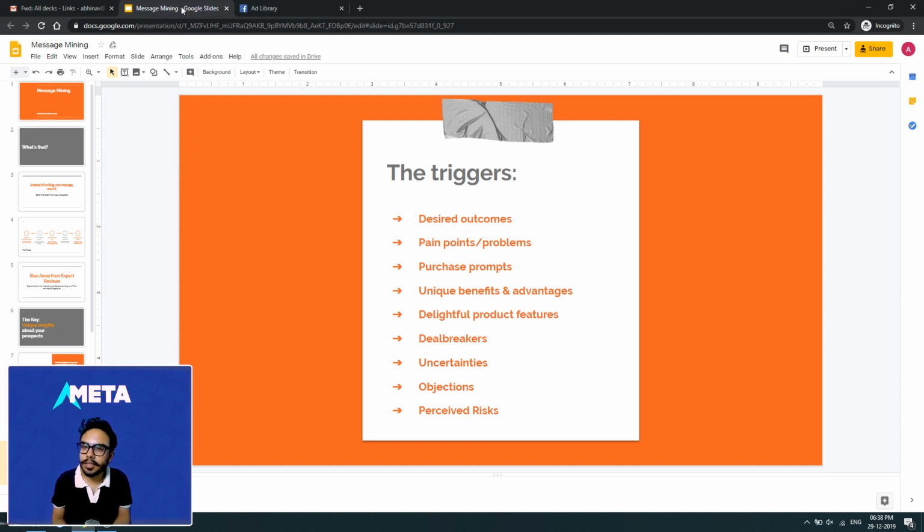Then perceived risks. Can you offer a risk reversal guarantee? Can you find a way to minimize the risk that these people are perceiving? So these are the kind of triggers that you're looking for. Moving on.